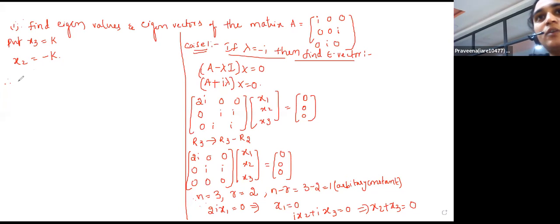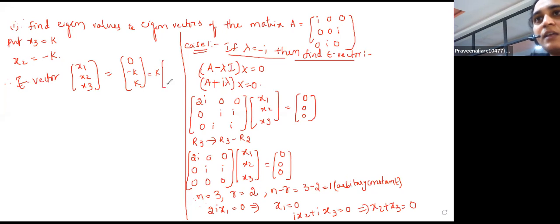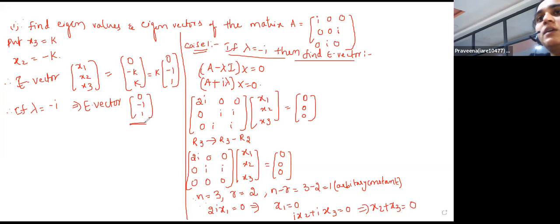Therefore, what are the eigenvalues? If lambda is equal to minus i, for that case, eigenvector x1, x2, x3 is equal to what? x1 as 0, x2 as minus k, and x3 as k. From that, taking k common, 0, minus 1, 1 is the eigenvector. Therefore, if lambda is equal to minus i, for that case, eigenvector is 0, minus 1, 1.